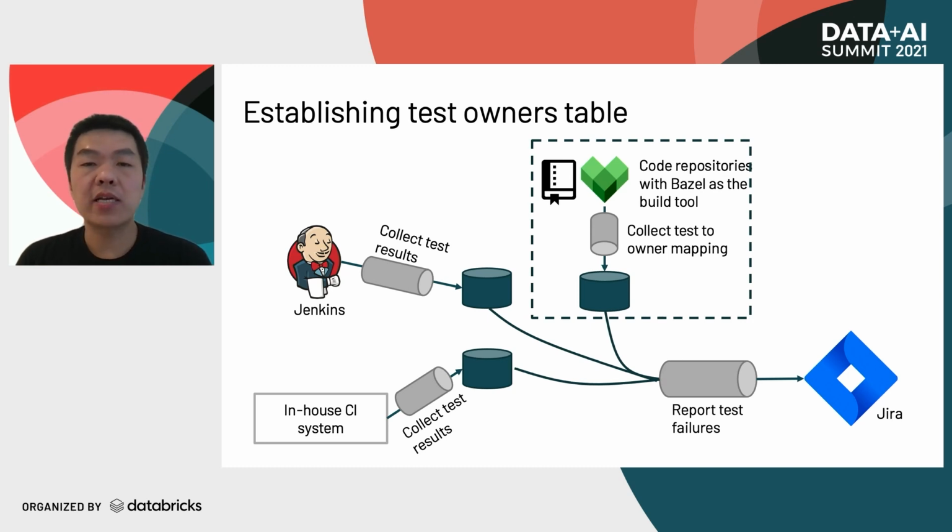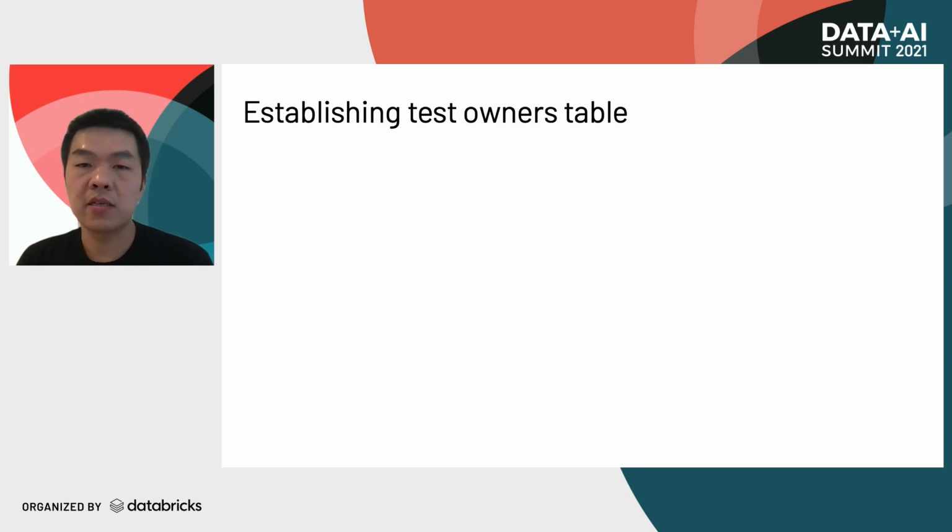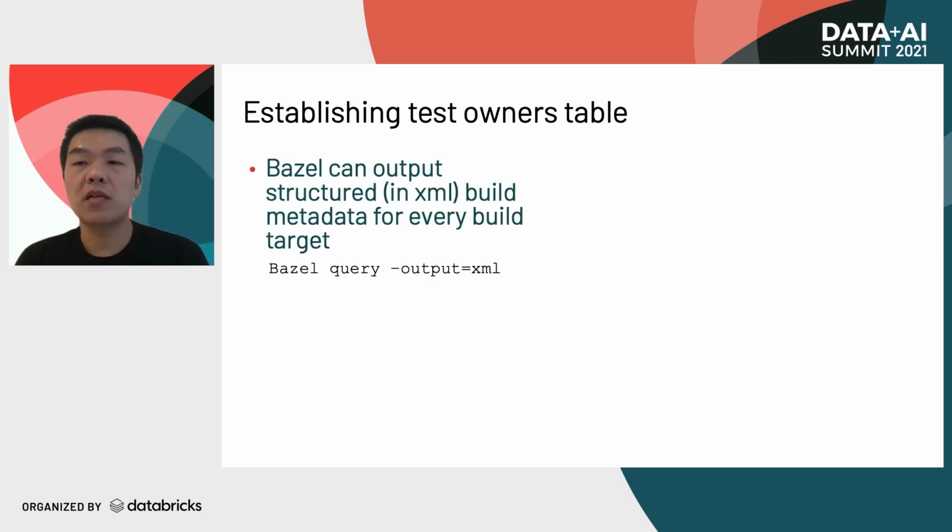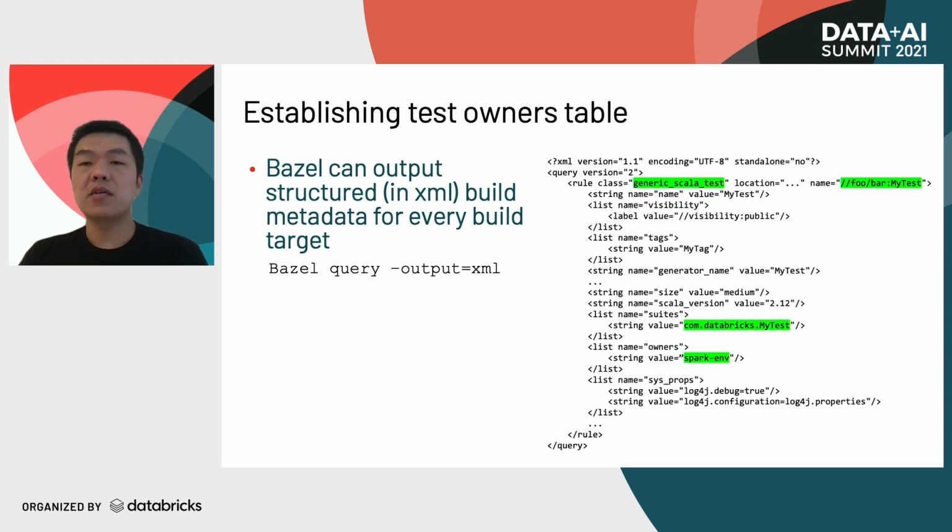Now, after checking out the pipelines that ingest data from CI systems, let's check out how we collect tests to owner mapping. In Databricks, we use Bazel, which is a powerful and highly customizable build tool. Bazel allows us to see the metadata associated with any build target. For example, here is the example output of metadata associated with the build target myTest inside package foobar.